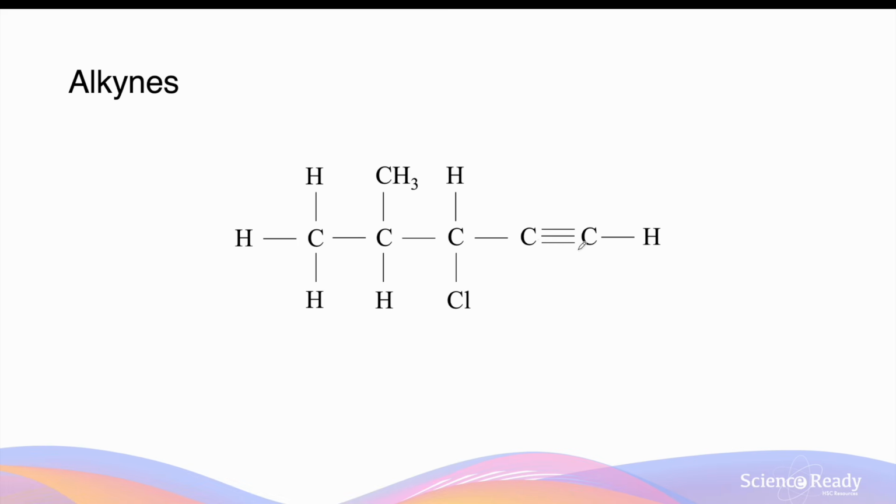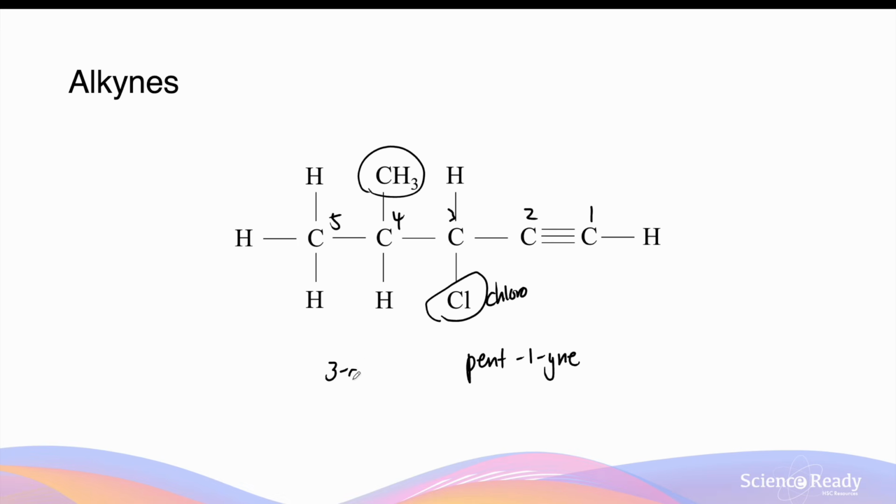Alkynes are hydrocarbons with triple bonds between carbon atoms. In this case, there are 1, 2, 3, 4, 5 consecutive carbon atoms, and a triple bond lies in the first bond position. So this will be called pent-1-yne. In addition to the main carbon chain, you have a chlorine group, which is represented by the word chloro, and a methyl group on the 4th carbon. Since chloro, C, comes before methyl, we'll write chloro first. So this is called 3-chloro-4-methylpent-1-yne.